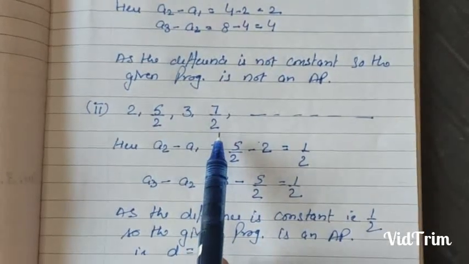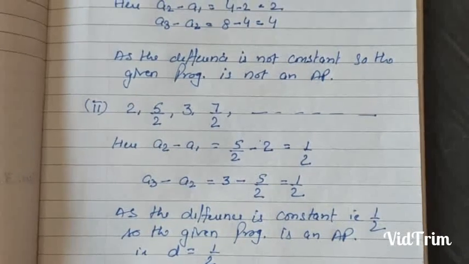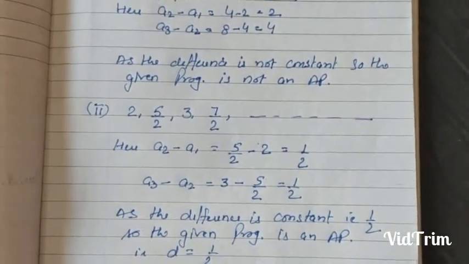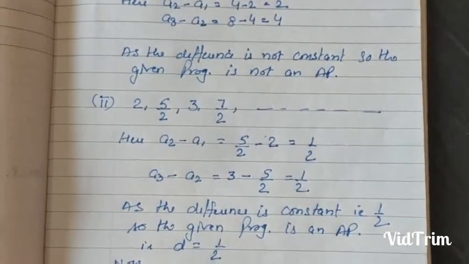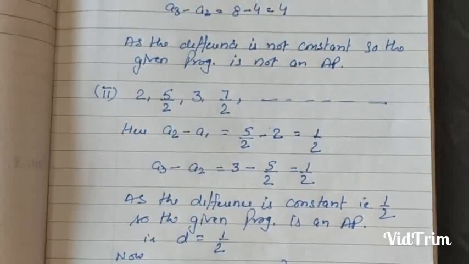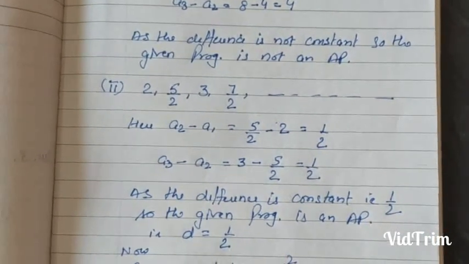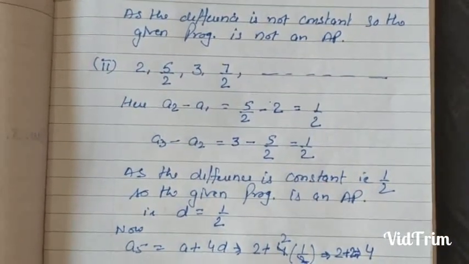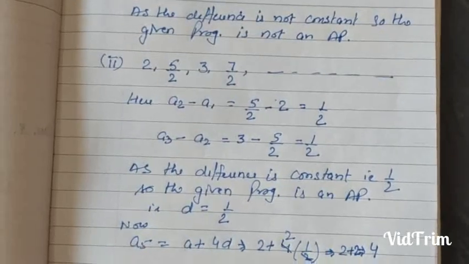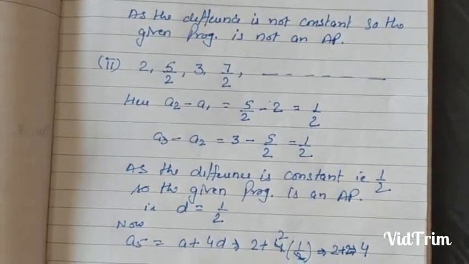Now we are to find the next 3 terms, that is, we are to find the fifth term. Now a5 would be a plus 4d, that is 2 plus 4 into d, which is 1 by 2. It becomes 2 plus 2, which becomes 4. Now a6 becomes a plus 5d, that is 2 plus 5 into 1 by 2. Now 2 plus 5 by 2 becomes 9 by 2.